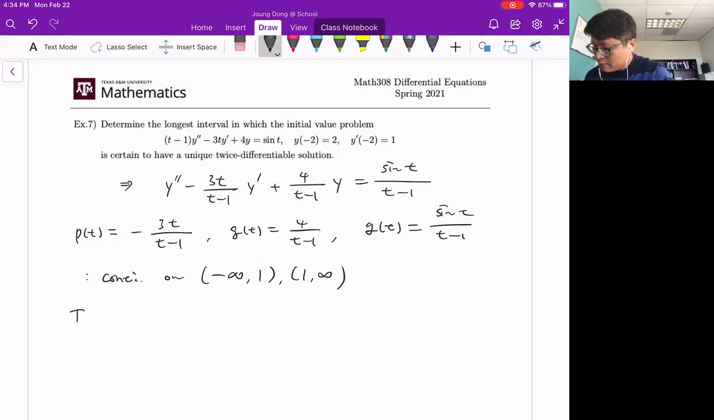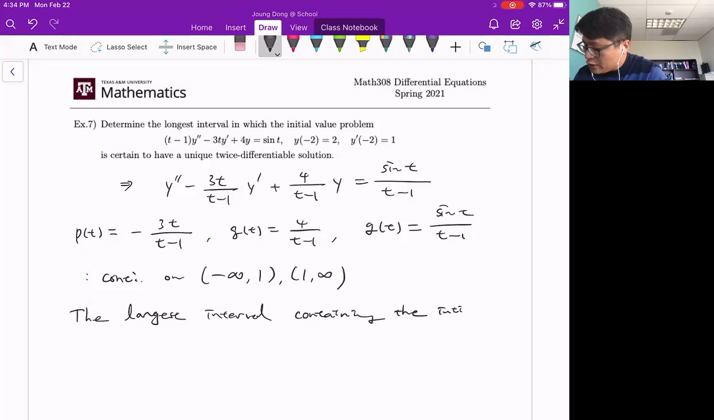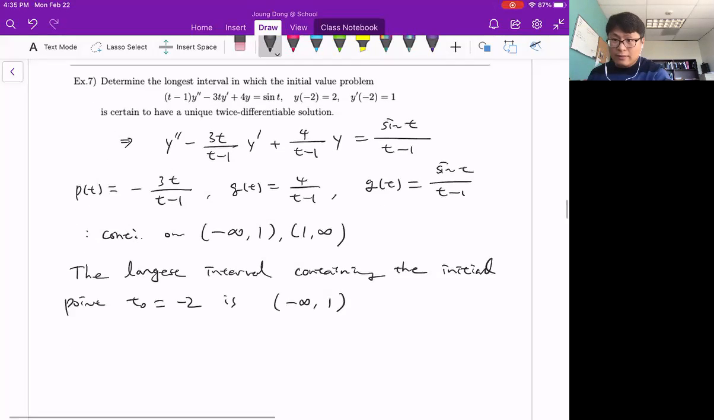So the largest interval containing the initial condition, which is equal to -2, is negative infinity to 1. So that's it, this is the largest interval.